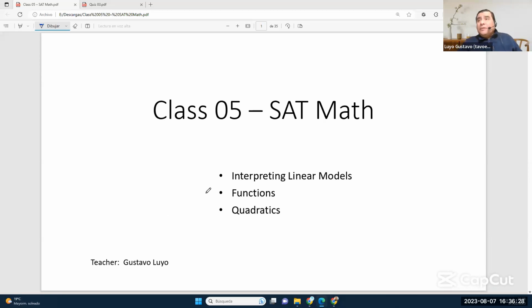Let me introduce a topic for today. Today we'll see three topics: linear models, functions, and the quadratic equation or quadratic curve.